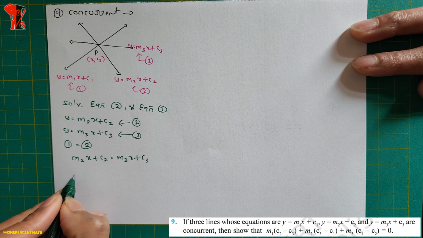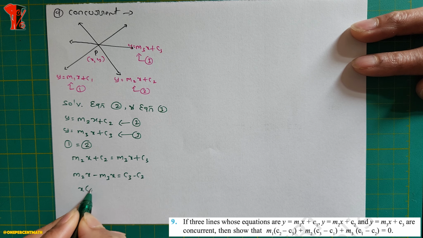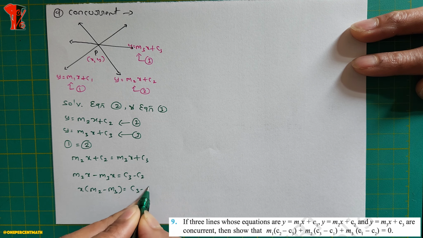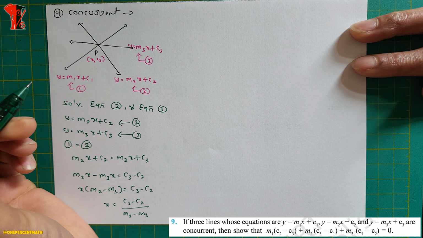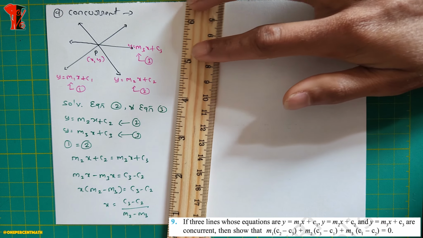If I arrange in that way, here I can take x common. That will give me x times (m2 minus m3) is equal to c3 minus c2. Therefore, what is x? It is (c3 minus c2) divided by (m2 minus m3). So here we got the x coordinate, correct? Now with the help of this, we will find the y coordinate.